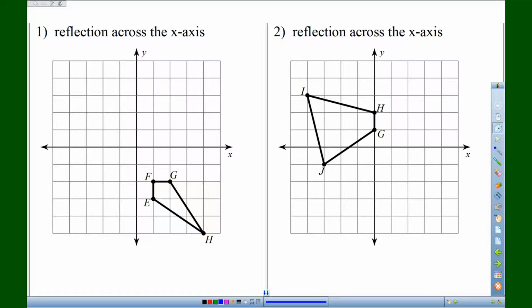Hey everybody. So we're looking at the 2.2 worksheet today, just going over a bit more on reflections. I'm just going to do a couple of these with you. So just stick with me and then I'm sure you'll be fine on this.